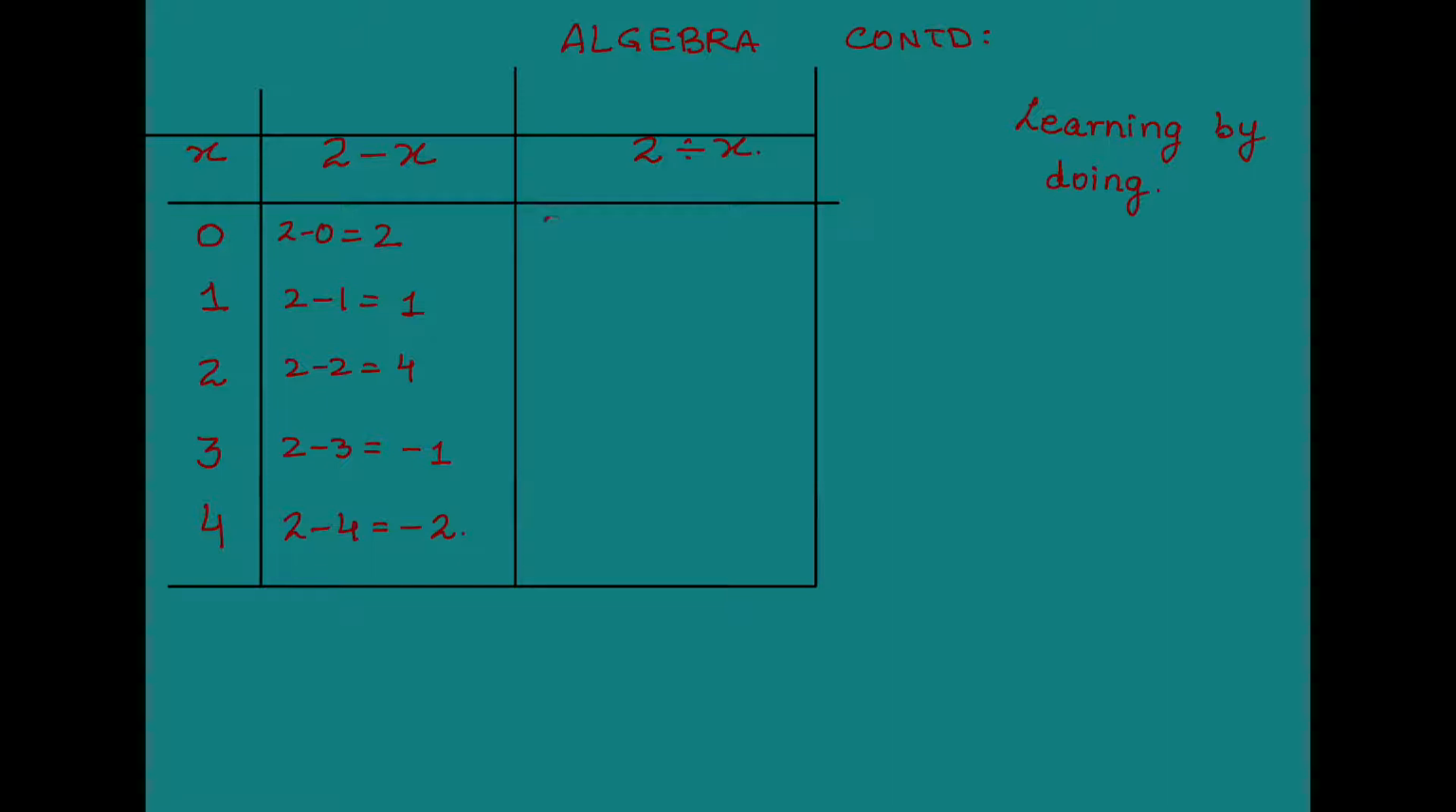What about division? 2 divided by 0. What is this? It is undefined. You cannot give it a value. 2 divided by 1. Any number divided by 1 is the number itself. 2 divided by 2 is 1. 2 divided by 3 is 2 by 3. That's the simplest form of the expression. 2 divided by 4. Here, I can take the common factor 2 and I am left with 1 by 2.